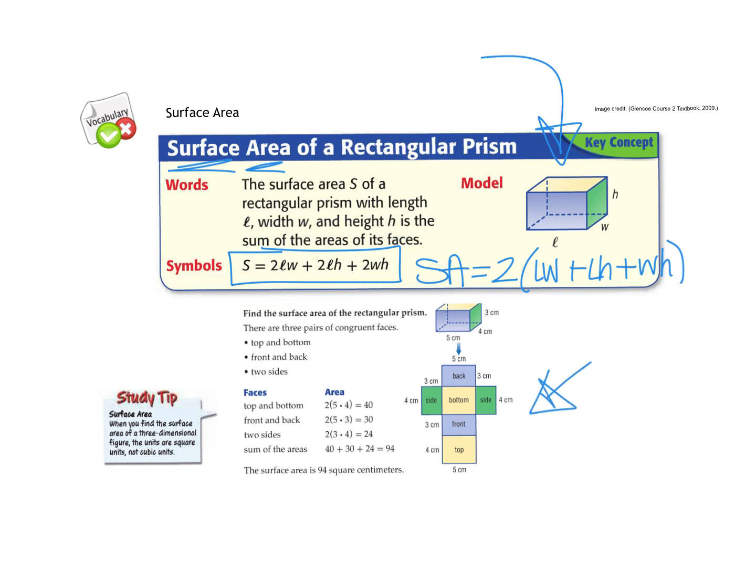And if we pull apart a box, we can see that really we're finding the area of 3 different sides, and then we're multiplying it times 2 because there's 2 of them. So there's a back and the front, which are the same, and then the 2 sides are the same, and then the bottom and the top are the same.